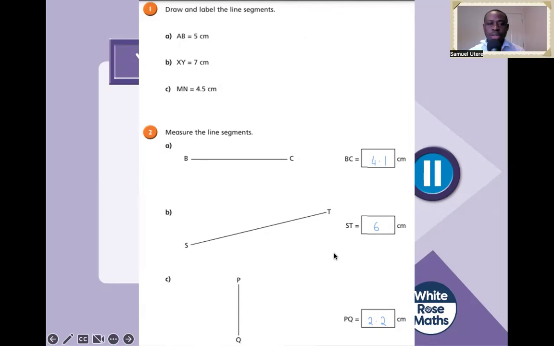Here you were asked to measure these line segments. Okay. You may not have the paper here, but you can pause. You would have paused the video and checked to measure. It may not be exactly the same because the scale is different on the screen from what is on paper, but you should know how to measure line segments.